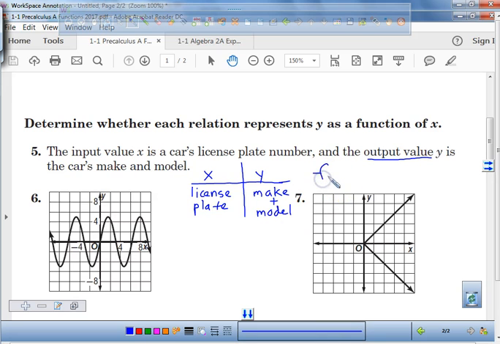This is a function. Now, how could this not be a function if they rearranged the words and said x was the car's make and model and y was a license plate? Because what's your make and model of your car?